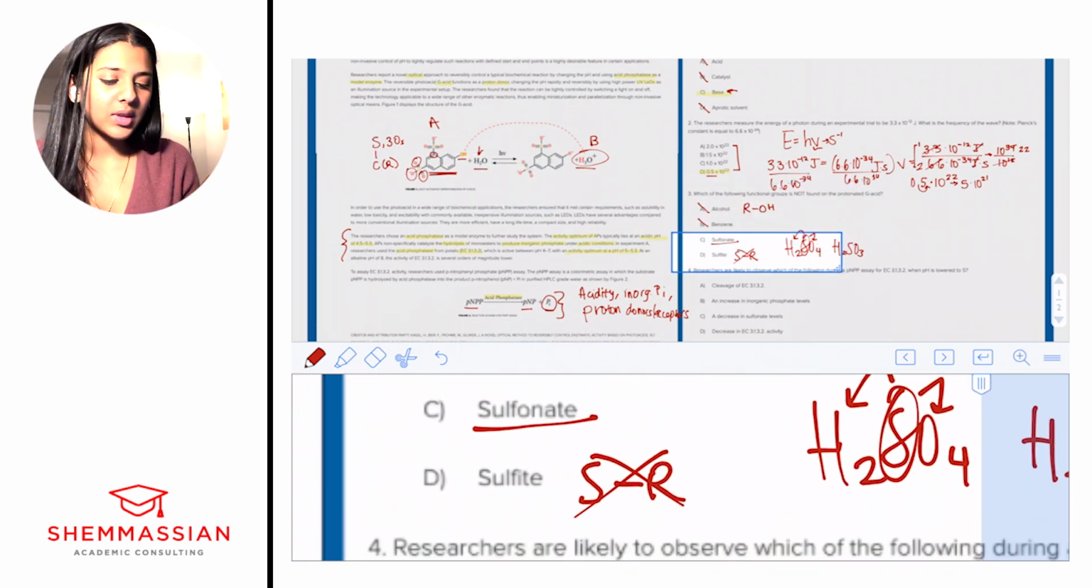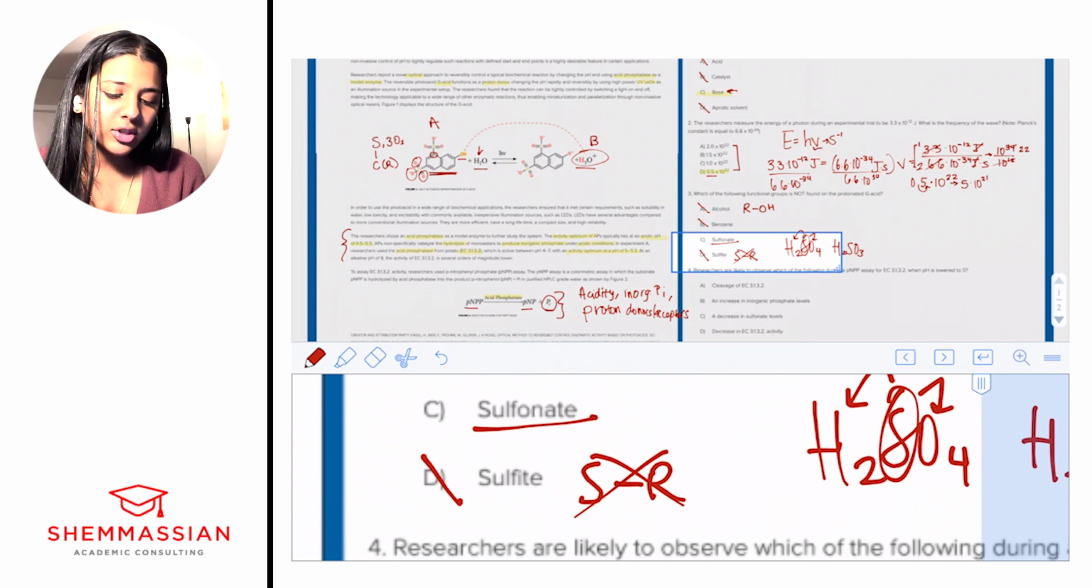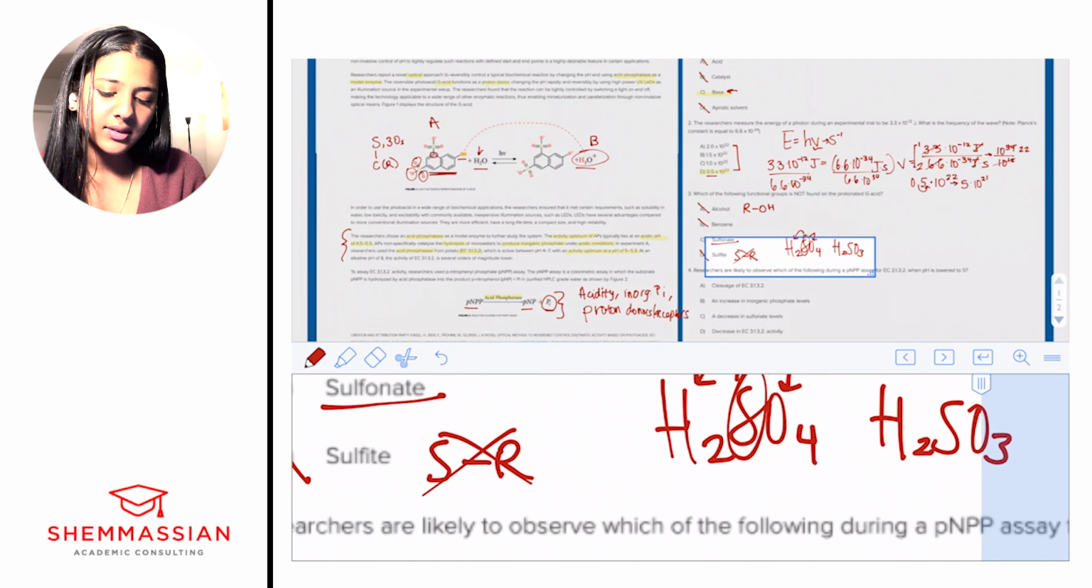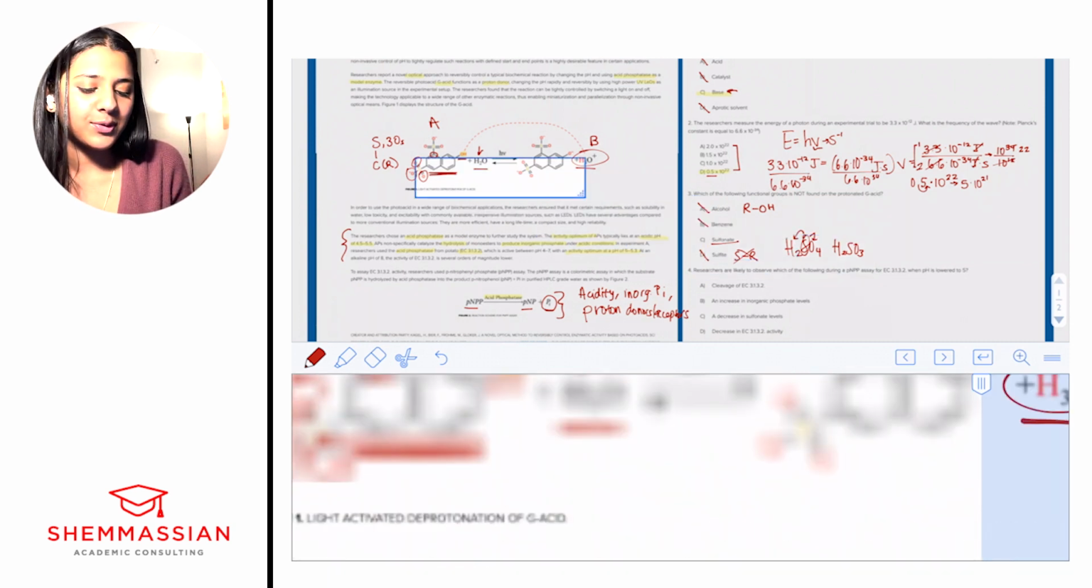Okay, great. So last question here. Researchers are likely to observe which of the following during a PNPP assay for EC 3.1.3.2 when pH is lowered to 5.